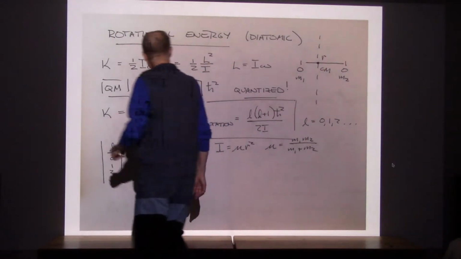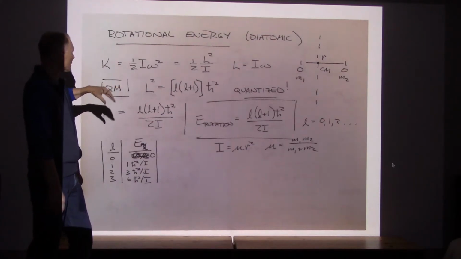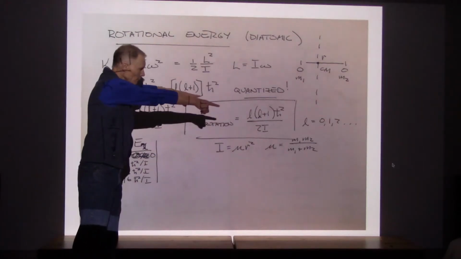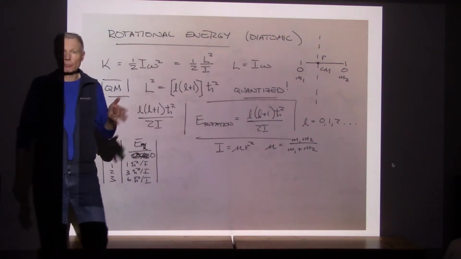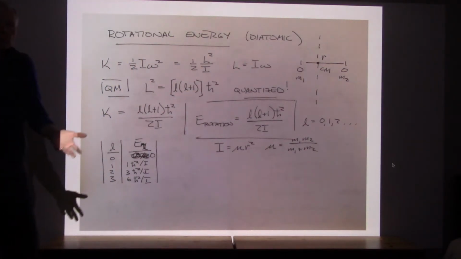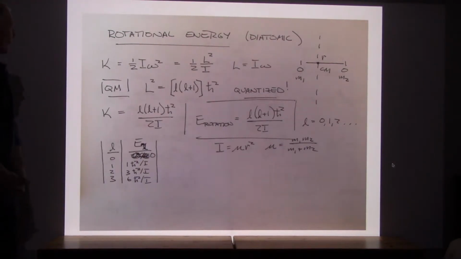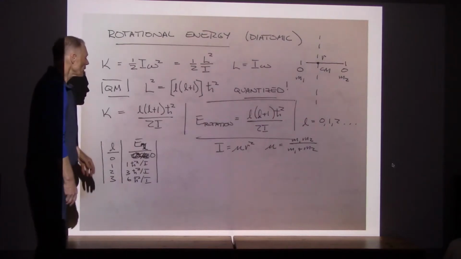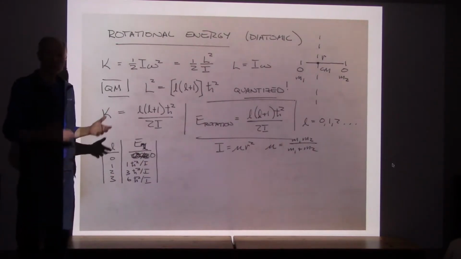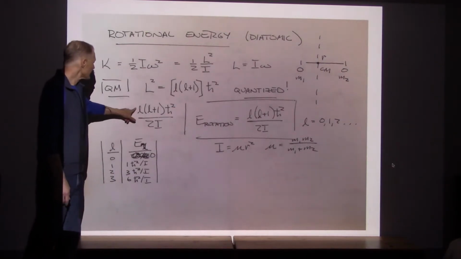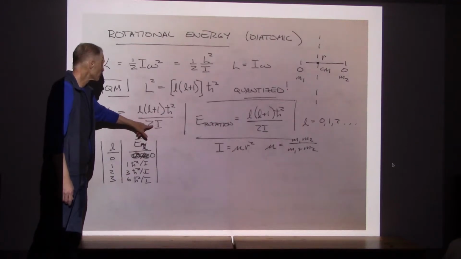And so L squared, the actual amount of angular momentum squared, is given by some quantum number times h bar squared. And remember, h bar has units of angular momentum. It's kind of a natural quantity of angular momentum to work from. So that gives us a kinetic energy of rotation formula predicted in quantum mechanics as L(L+1) h bar squared over 2I.